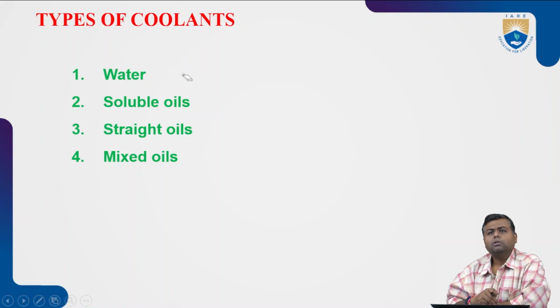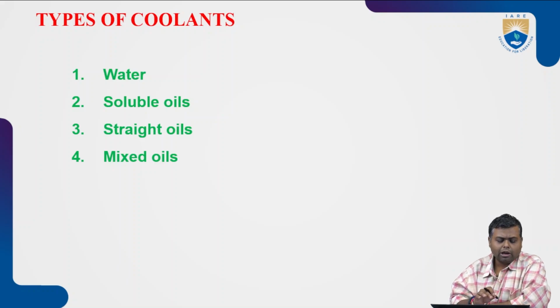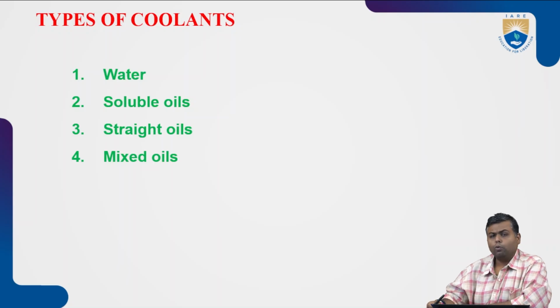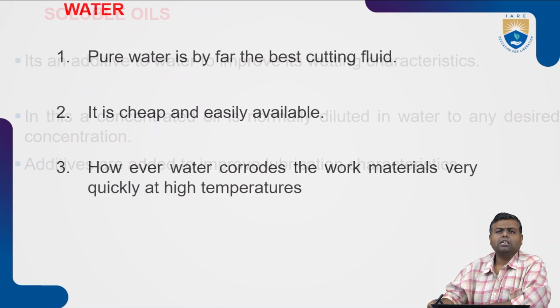Straight oils are directly extracted from the fatty oils as well as mineral oils as well as petroleum fractions. Straight oils, there will not be any type of mixture. These are neat oils. Next one, the fourth one is mixed oils. Here you have extraction of straight oils plus other additives like extreme pressure oils as well as fatty oils. So this is the type of coolants available in the machining process.